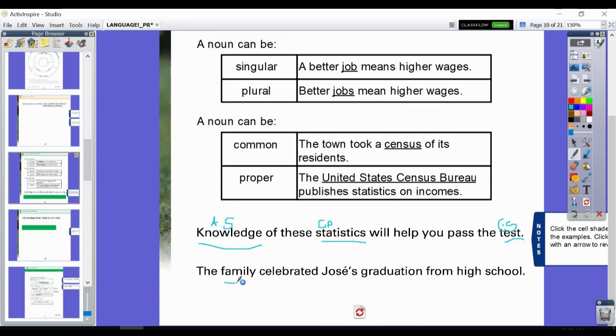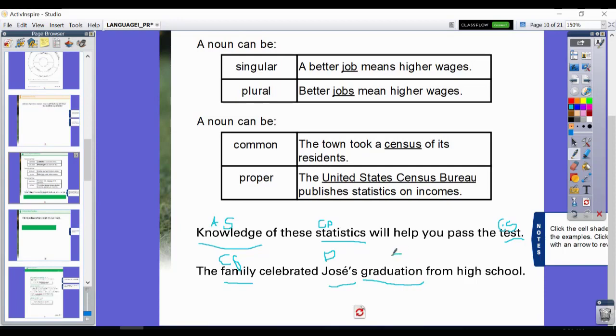The family celebrated Jose's graduation from high school. Our first noun is family. Family is a concrete noun. It is a singular noun. Jose, that is a proper noun, but it's also possessive, which we didn't talk about. Jose owns the graduation. It's Jose's graduation.